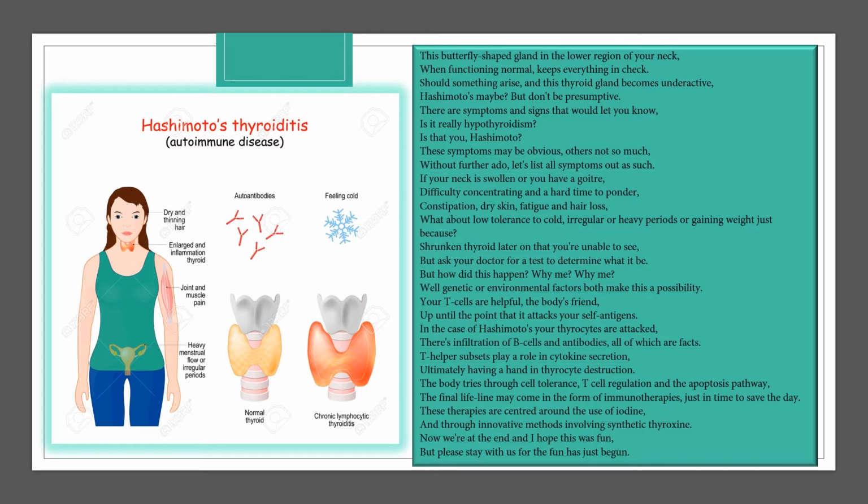The body tries through cell tolerance, T cell regulation, and the apoptosis pathway. The final lifeline may come in the form of immunotherapies, just in time to save the day. These therapies are centered around the use of iodine and through innovative methods involving synthetic thyroxine. Now we're at the end, and I hope this was fun, but please stay with us for the fun has just begun.